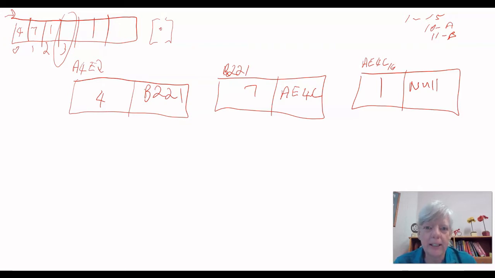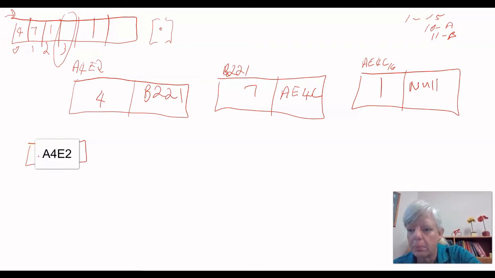The first thing is, how do I know where's my first position? Where do I start? I don't know. What should I do? I should add another variable here. And what should be the value? A4E2. I call this variable head. If I don't know the head of a linked list, the head is the first position, I'm lost. I don't know where my linked list is. And just to help us later on, we add another one, tail.